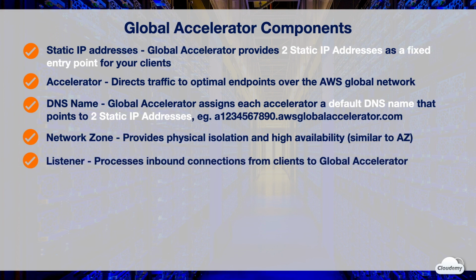A listener processes inbound connections from clients to Global Accelerator, based on the port range and protocol that you configure. Global Accelerator supports both TCP and UDP protocols. Each listener can have multiple endpoint groups associated with it, and traffic is forwarded to endpoints in one of the groups. You associate endpoint groups with listeners by specifying the regions that you want to distribute traffic to. Traffic is distributed to optimal endpoints within the endpoint groups associated with a listener.